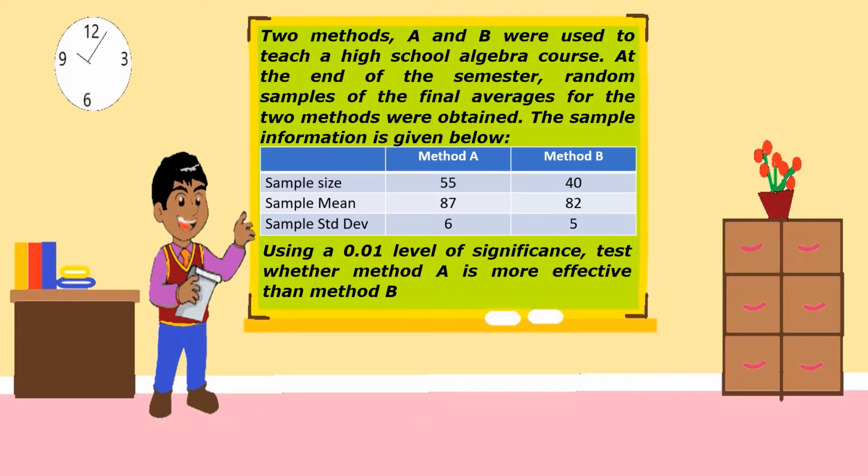For method A, our sample size is 55, the sample mean is 87, and the sample standard deviation is 6. For method B, our sample size is 40, the sample mean is 82, and the sample standard deviation is 5. Using a 0.01 level of significance, test whether method A is more effective than method B.